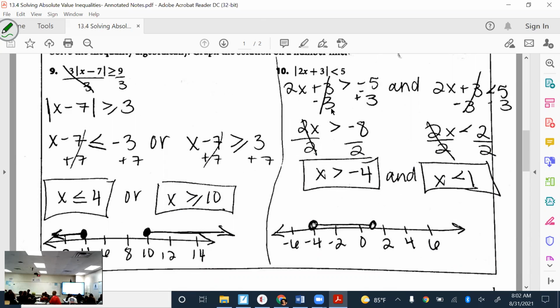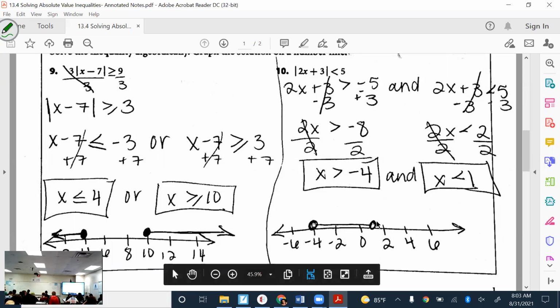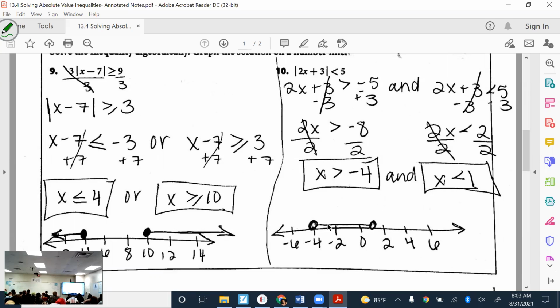You should have had x greater than -4 and x less than 1. Questions there? And then when you graph it, it's going to be open circles, right? x smaller than 1 would be this direction. x greater than -4 would be that direction. Any questions?